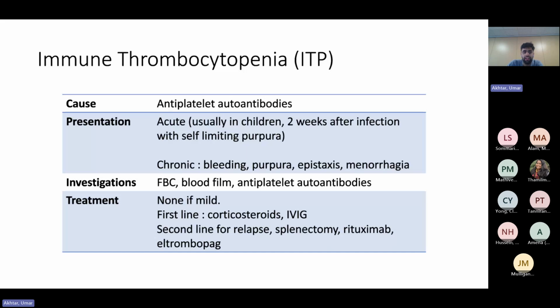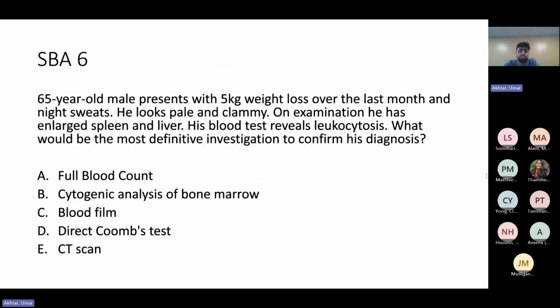Anyways, so SBA number 6. We've got a 65-year-old male who presents with 5 kg of weight loss over the last month and night sweats. He looks pale and clammy, and he's got a large spleen and liver. His blood test shows leukocytosis. What would be the most definitive investigation to confirm his diagnosis? Just unmute yourself and put it in the chat. Let me know what you guys think.